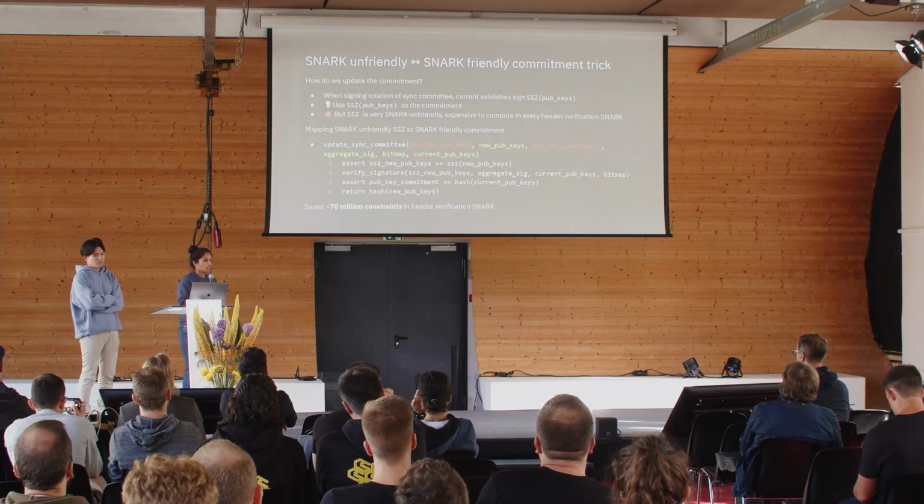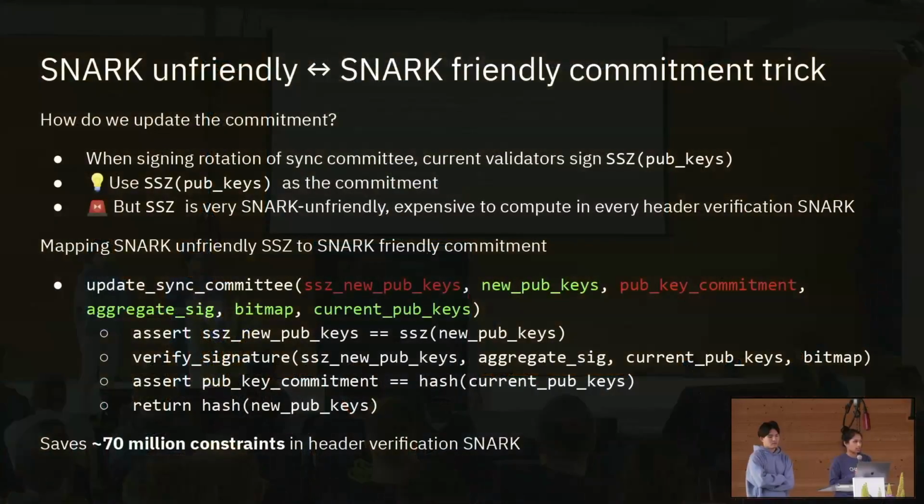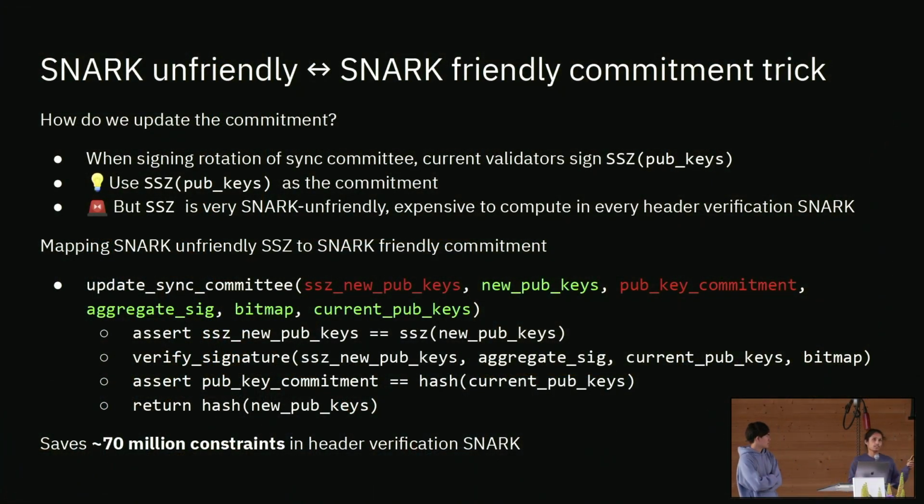So one idea is when the current sync committee signs the next sync committee, they actually sign a SSZ serialization of the public keys. So one idea is we just use the SSZ of the public keys as the commitment, which is pretty simple. But the problem is that the SSZ is very SNARK unfriendly, and so it's super expensive to compute in every header verification SNARK. Because SSZ is just a bunch of SHAs, which is a very SNARK unfriendly hash function.